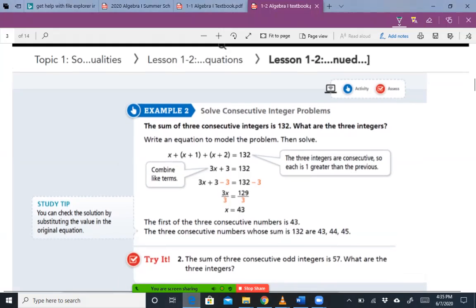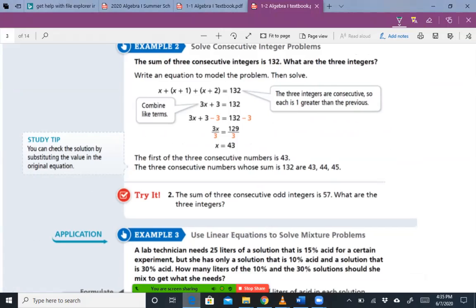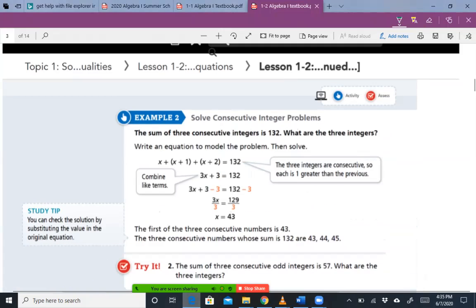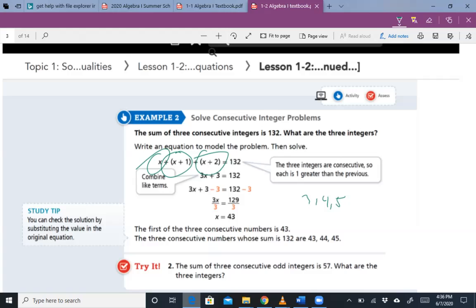Next page. The sum of 3 consecutive integers is 132. I'll give you an example of consecutive integers, like 3, 4, 5. It's a difference of 1 more than the previous one. So notice how the first integer is x, the next one x plus 1, the next one x plus 2. When you add all those up, you get 132. Add all the x's, add all the constants, you get 3x plus 3, and then you solve for x. Notice how you're subtracting 3, then dividing by 3 at the end.